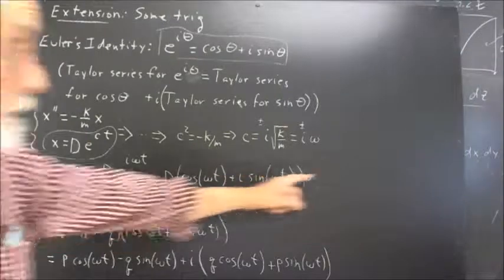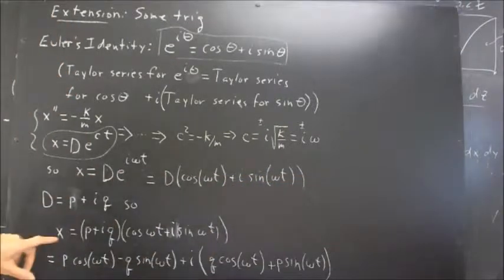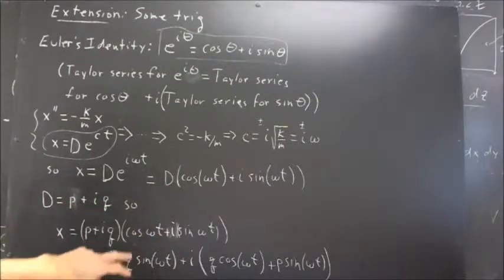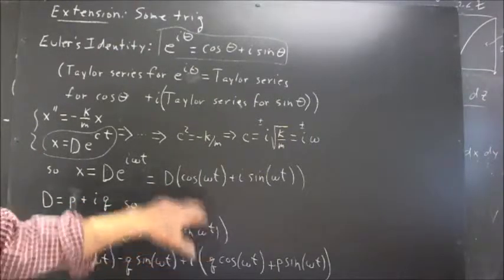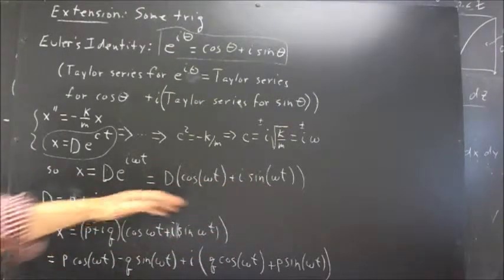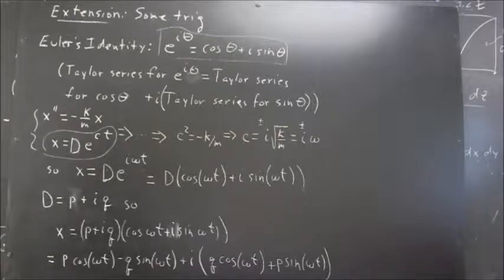So this solution will have the form you see here. x equals p plus iq, replacing d, times cosine of omega t plus i sine of omega t that we had already. We easily multiply this out, and you should really do these steps before you see me point to the next one. Do them in your head, do them on paper. On paper is kind of recommended because it really reinforces something that's going to be very important to you.